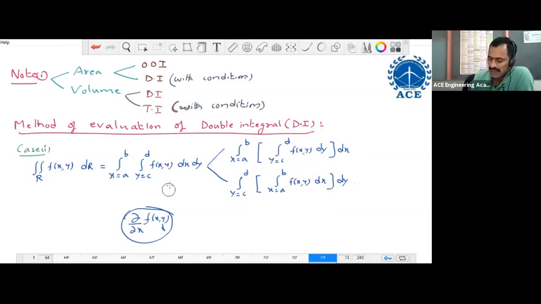From these two, we can say there is no order here. Whatever order you follow, we get the same value. The order is not important in the case of constant limits only, right? Whatever you choose, you get the same answer.